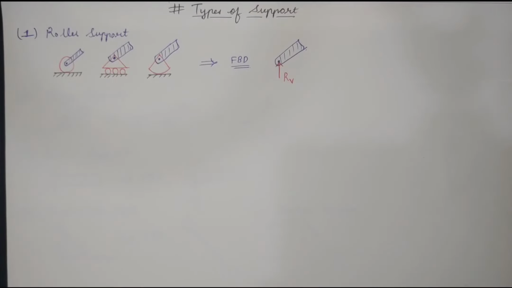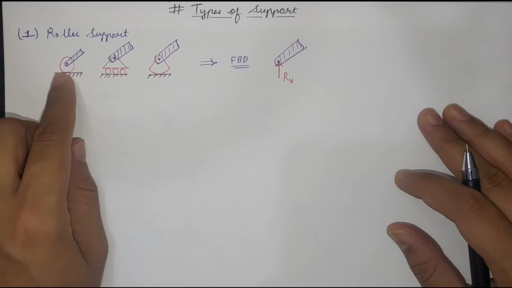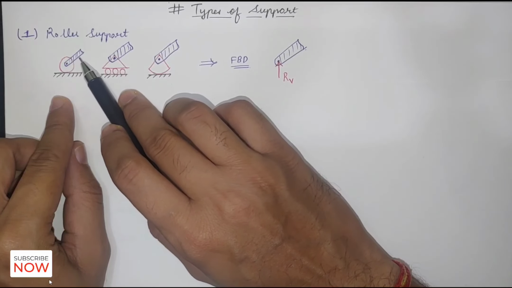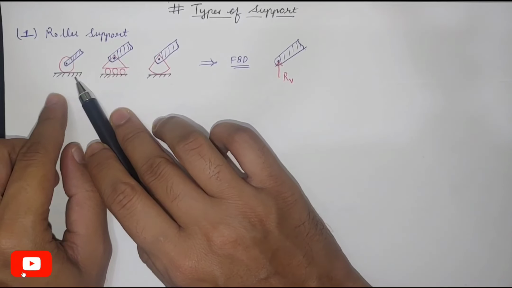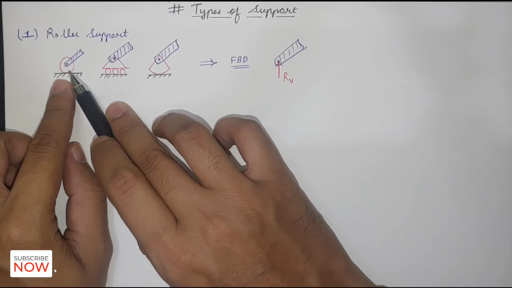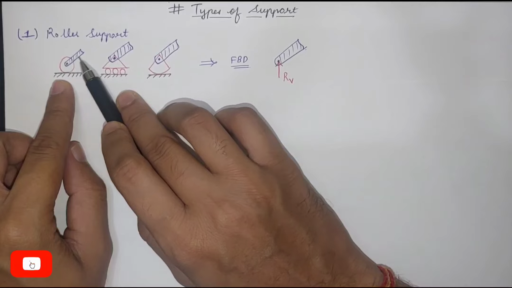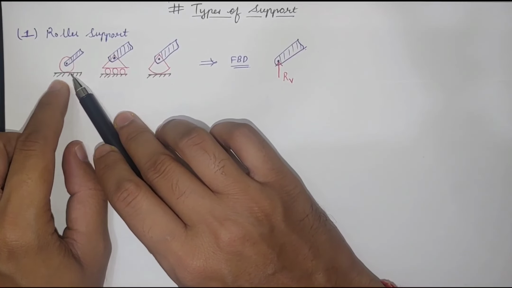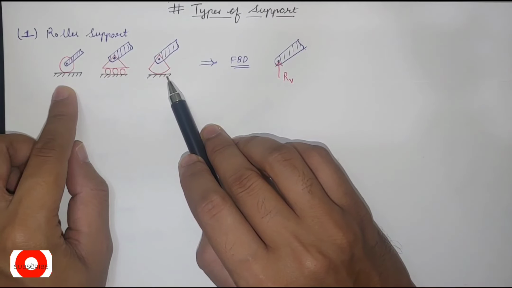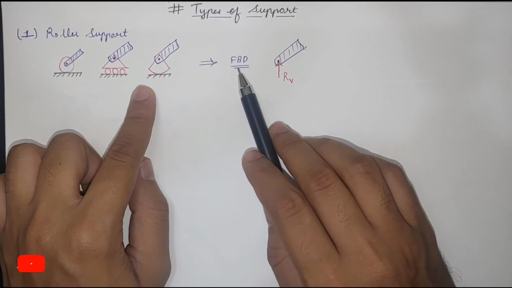In this video, we will see different types of supports. The first support is a roller support, in which there is a roller and there is a member, like a truss member or a frame member, and this is a fixed surface on which this is a roller, which is joined by this pin support to the truss. So these three are the different kinds of roller support representation.